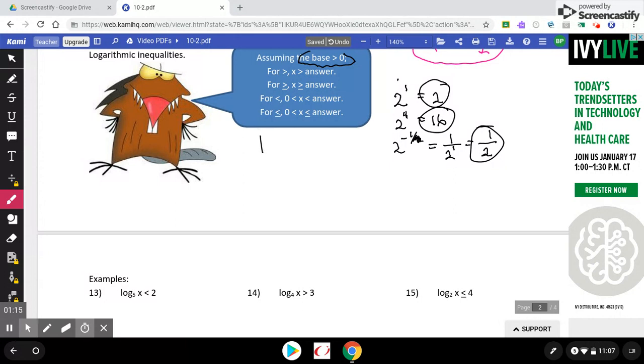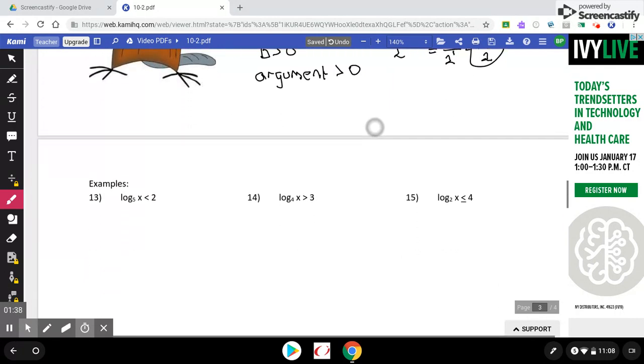So here's what the beaver is saying. If the base is bigger than 0, then the argument has got to be bigger than 0 too. So you can't get negative answers for these. You can't get 0 for an answer either. So that was something you had to check for the equations. This is something that makes the inequalities a little bit different, a little bit more difficult.